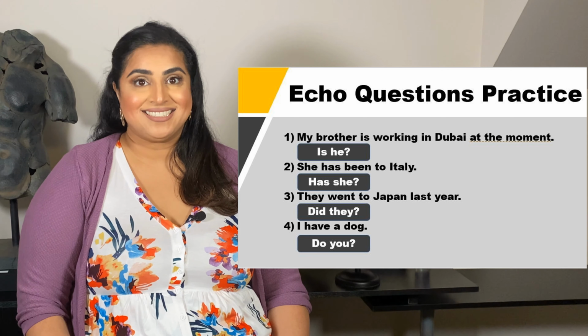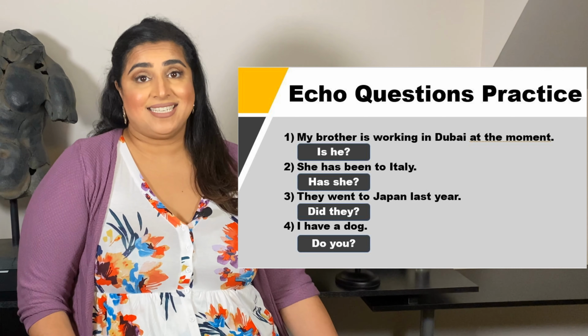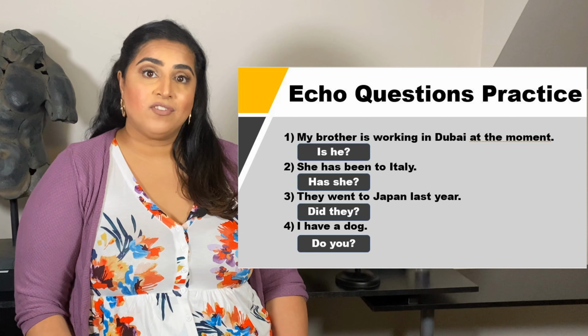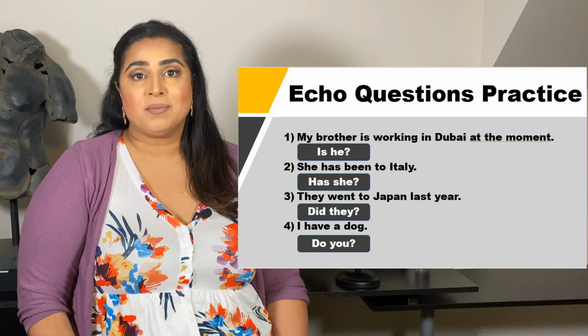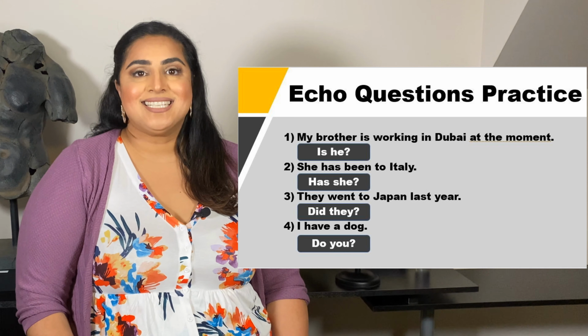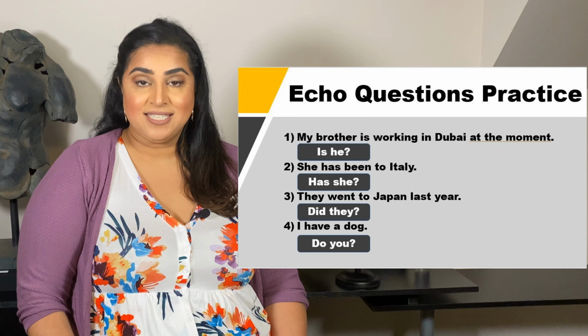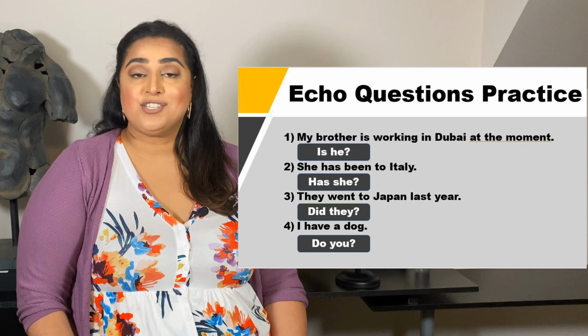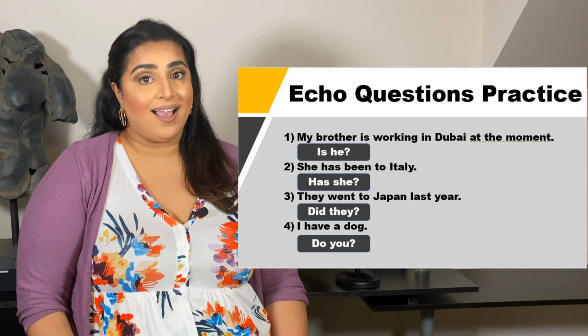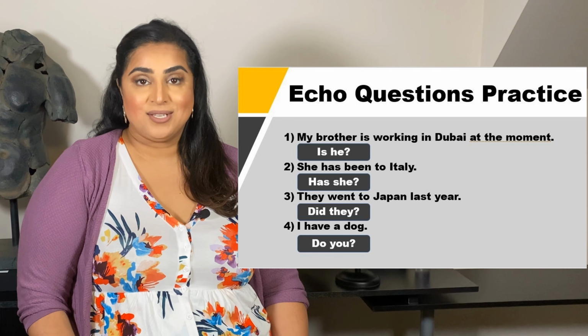Did they? In the last sentence, we do not have any be verb or auxiliary verb. So once again, we need to use a form of the verb do. Since the sentence is in the simple present, we're going to repeat do, and we're going to change the original subject of I to you. So the echo question here is do you?